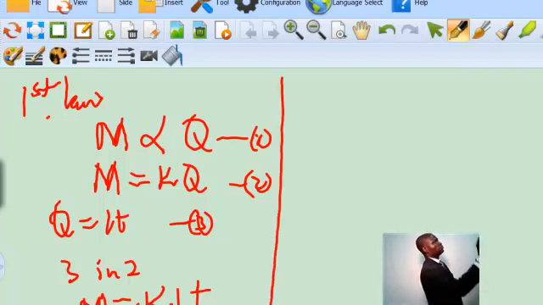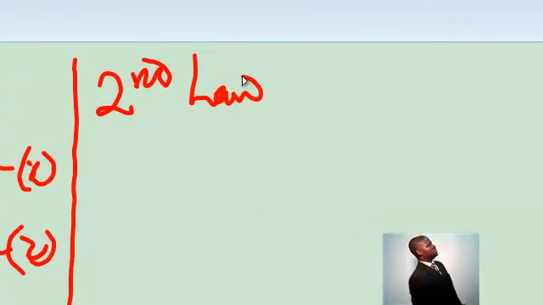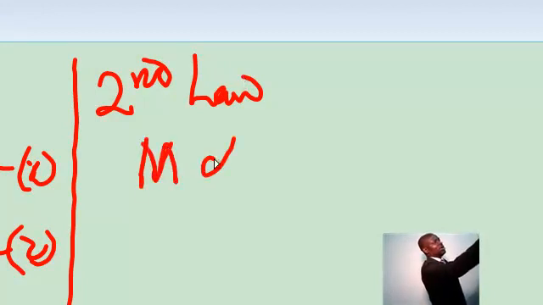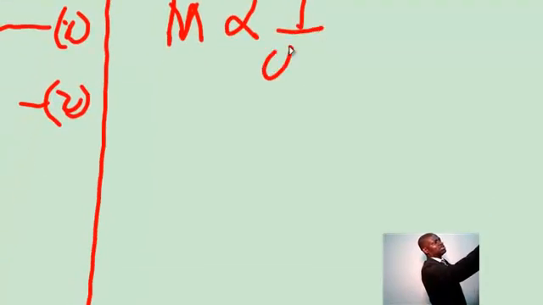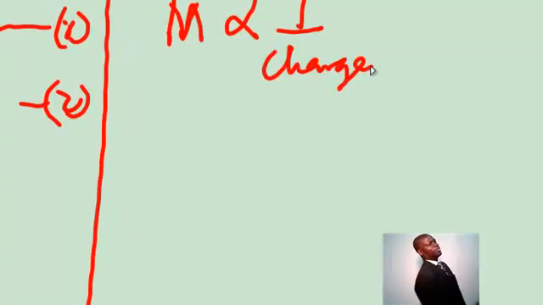The second law, like I said, the first law is considering the relationship between the mass and the quantity, but the second law is considering the relationship between the mass and the charge. Mass is inversely proportional to the charge of the ion.